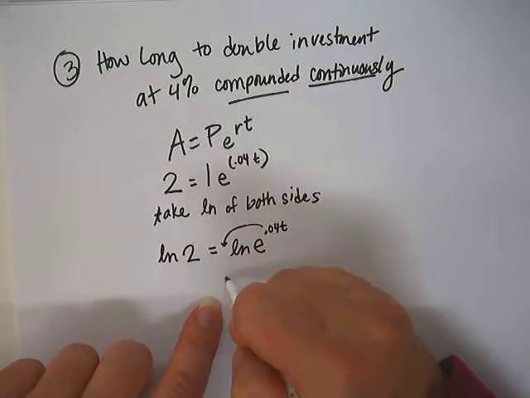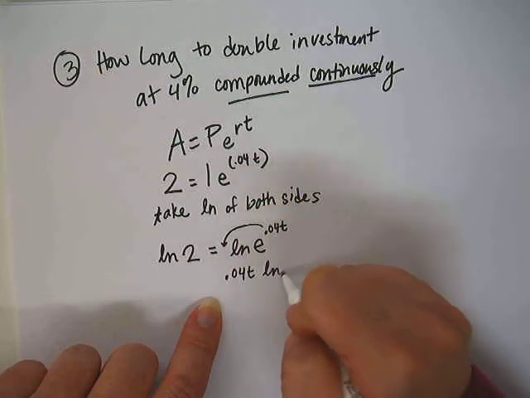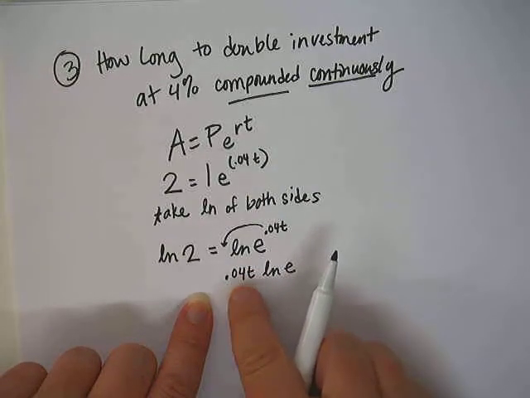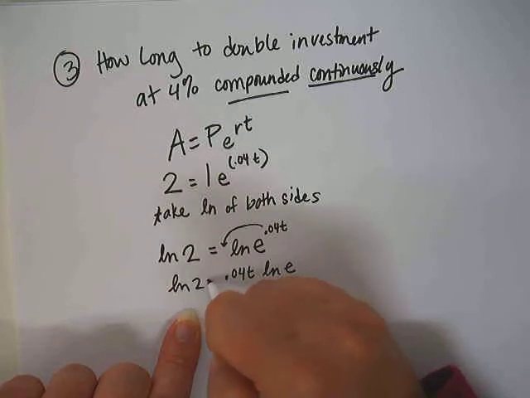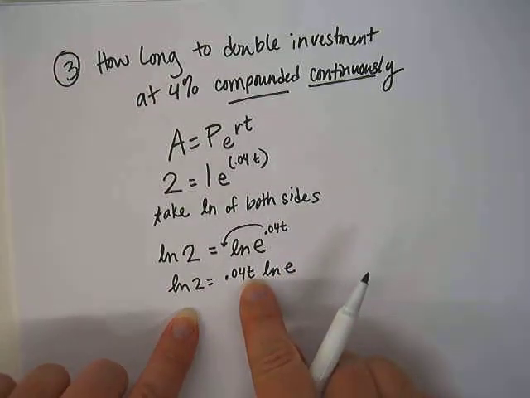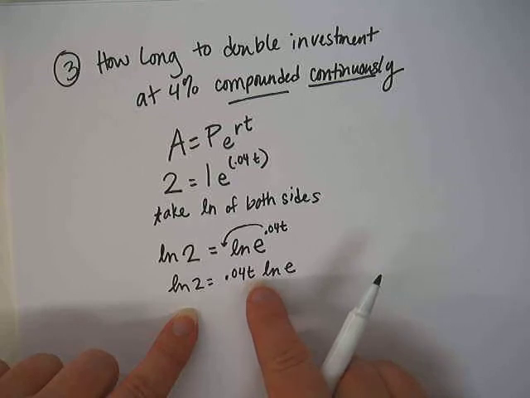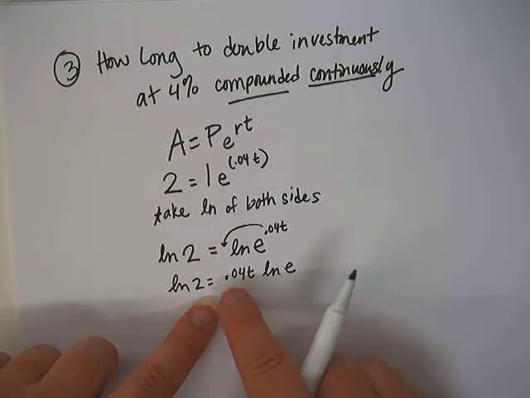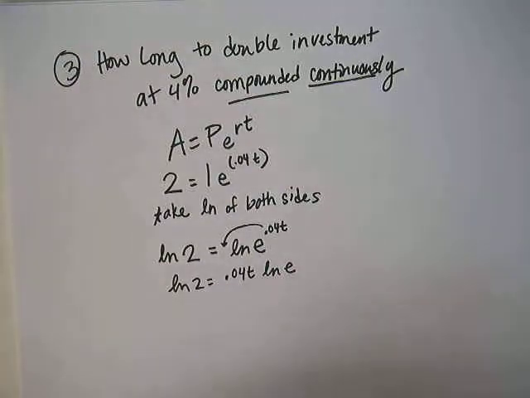Well, then we have the power property that says that this power can be a product instead, so that we have 0.04 times t times natural log e equals natural log 2. So then our goal is to get the t by itself. So we simply take both sides and divide by 0.04 times natural log e.